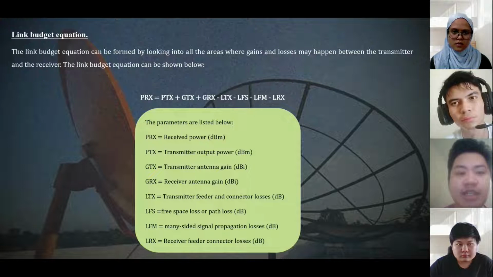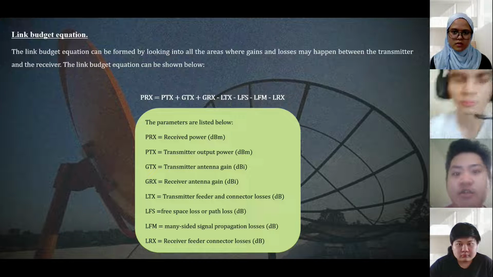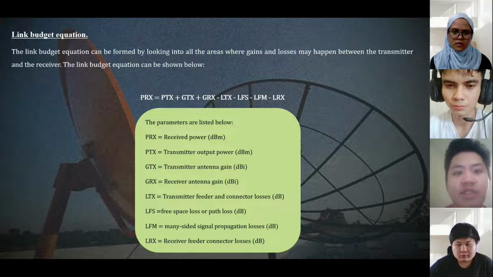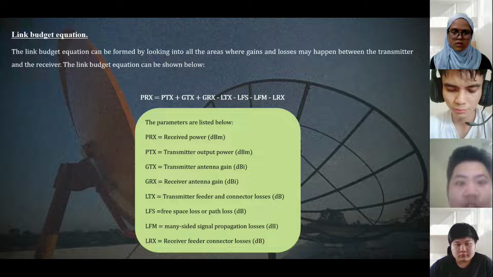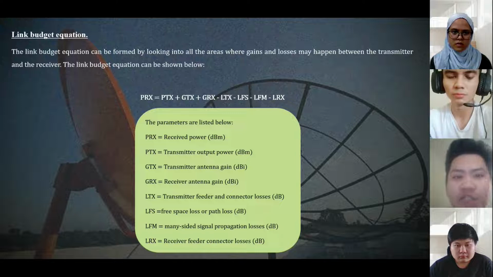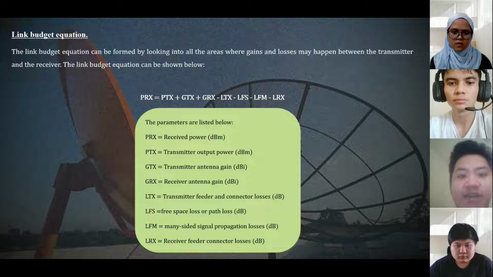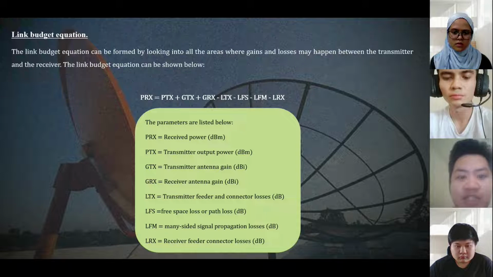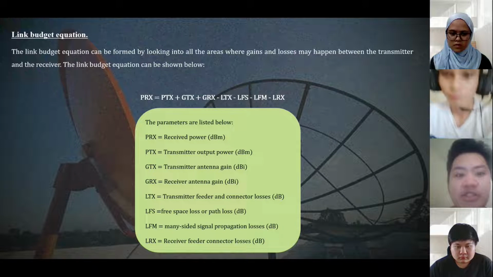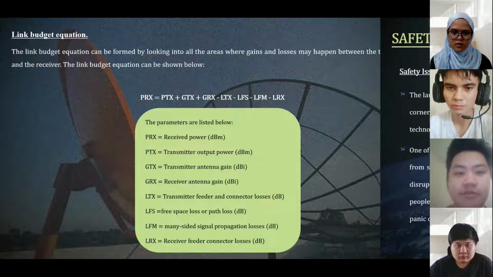This is the link budget equation, which can be formed after looking at all the possible factors where gains or losses can occur between the transmitter and the receiver. We have the received power, transmitted output power, the transmitter antenna gain, the receiver antenna gain, the transmitter feeder and connector losses, the free space or path loss, the many-sided signal propagation losses, and also the receiver feeder and connector losses.